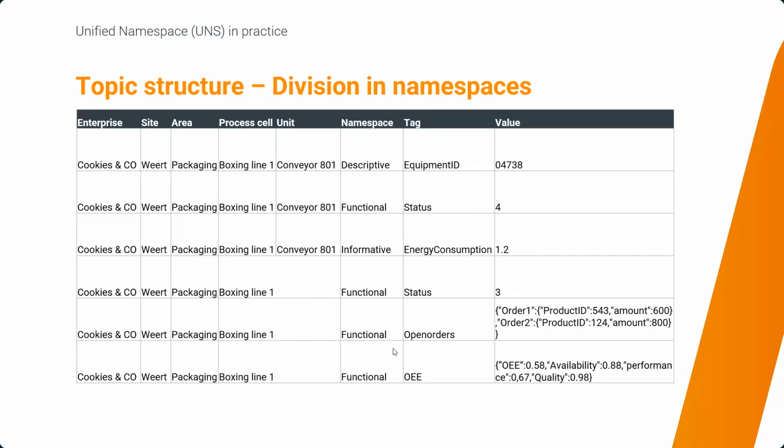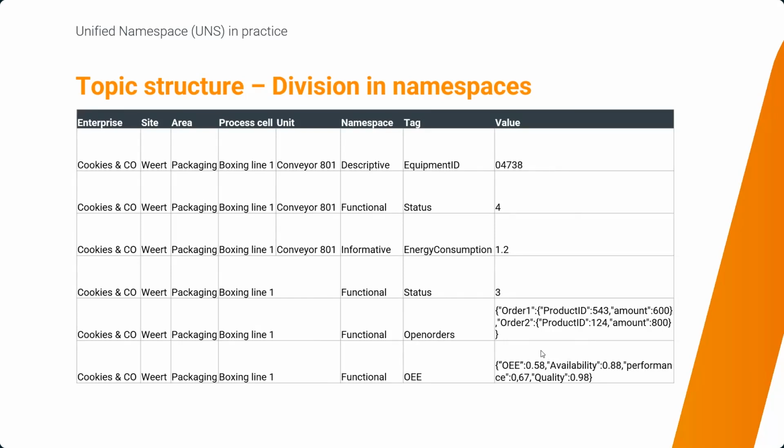The boxing line can have a set of open orders, which can be a data set, or in this case, a JSON. So it's data of order 1, order 2, what the product ID is, and how many we need to produce. And of course, we have a functional namespace like OEE. It tells us something about the current OEE, 58%, and how that's being composed out of availability, performance, and quality, of course.